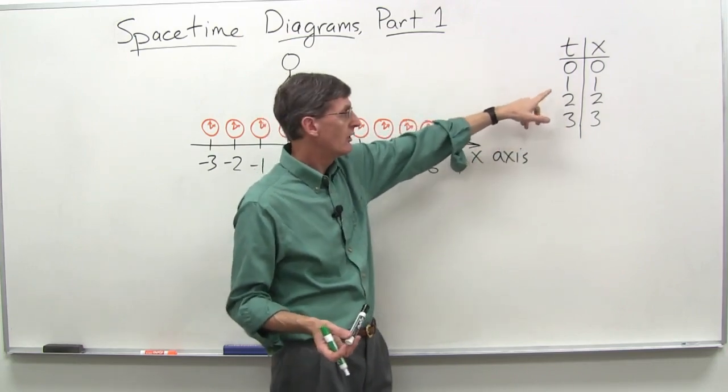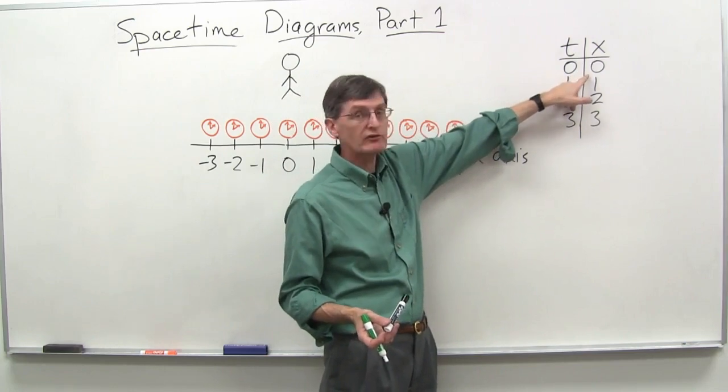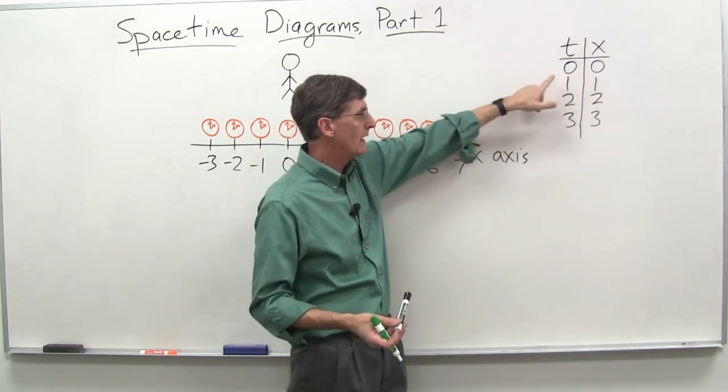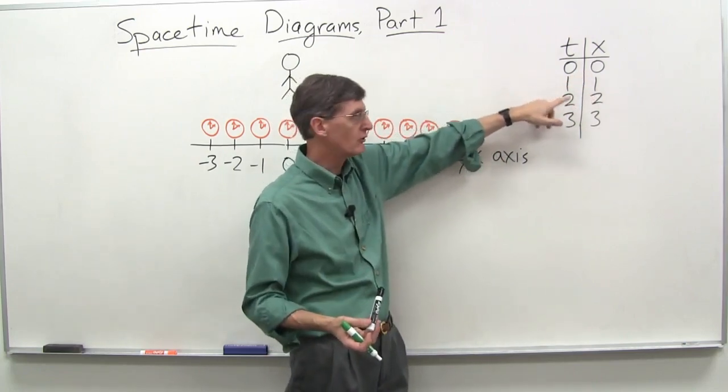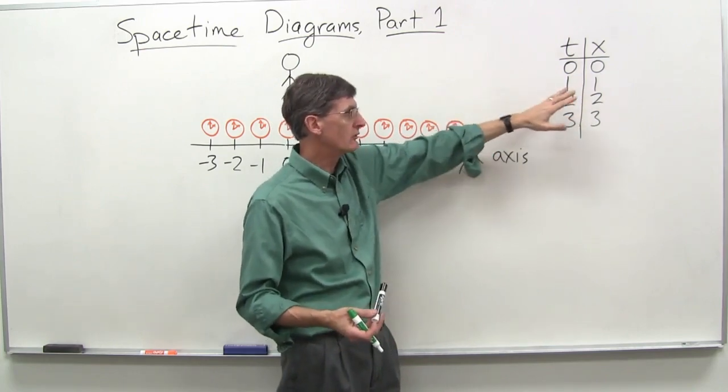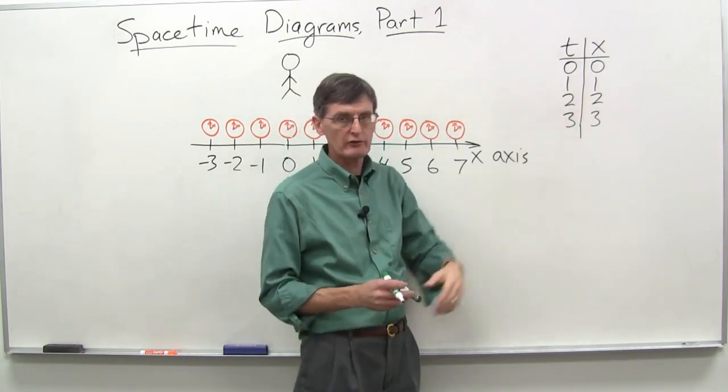So at 0 seconds, 1 second, 2 seconds, 3 seconds, we're going to have, in this case, 4 flashes. At time t equals 0, we'll have a flash that occurs at x equals 0. At time t equals 1, we'll have a flash that occurs at x equals 1. Time t equals 2 occurs at x equals 2. Time t equals 3 occurs at x equals 3.